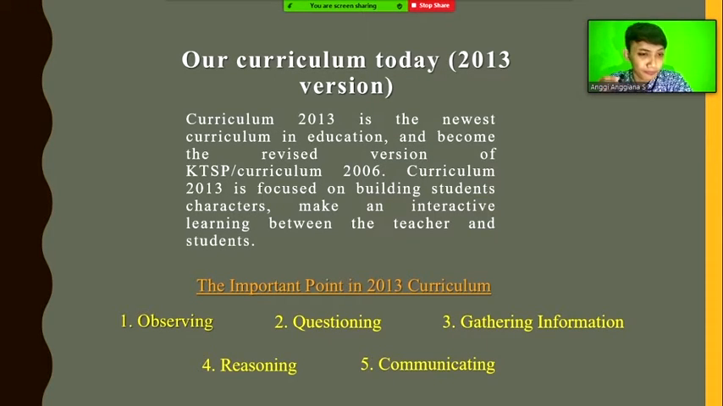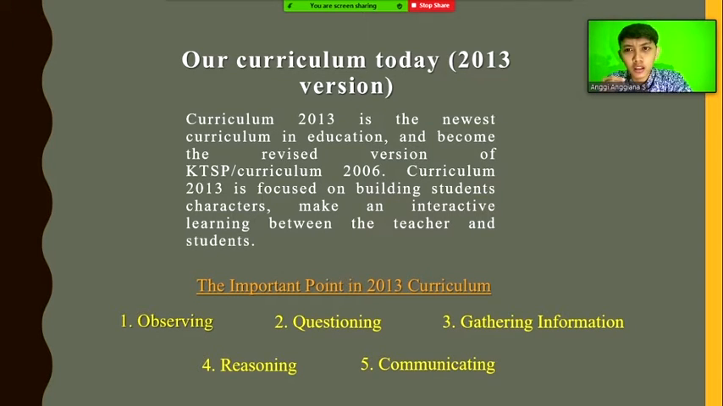This is the unique, I can say, important point. The first is observing. Why observing? Because in Curriculum 2013 the students should do the observation on their own. They have to find the answer, they have to find a method about something, so they have to do the observation. And the next is questioning.